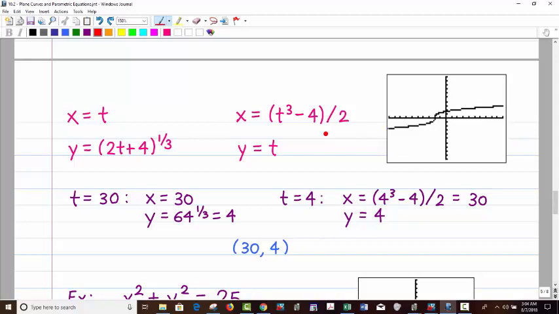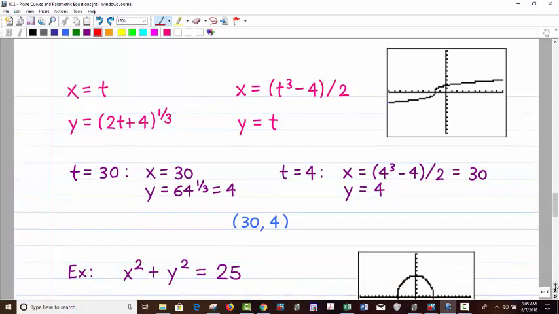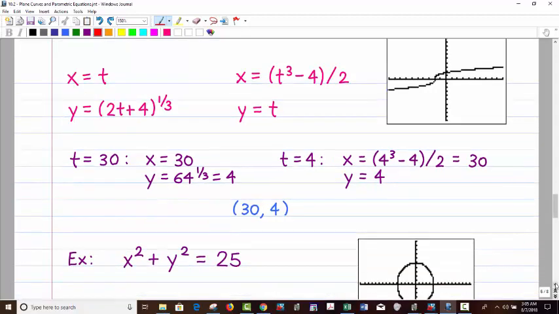If you look at the other pair of equations, if you put in 4 for t, you get 64 minus 4, 60 divided by 2 is 30. So you'll get that same point, 30 over 4. You're hitting this point, but at different values for t in each one. And that just goes on forever. Every point's going to be covered, but by different t's. So they're both correct parametric representations.